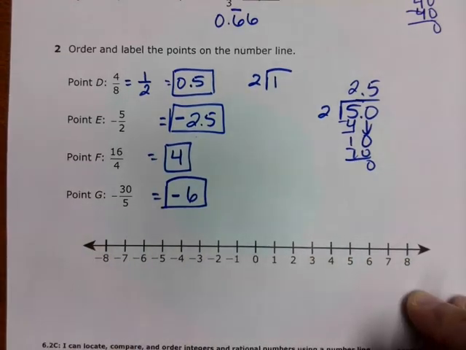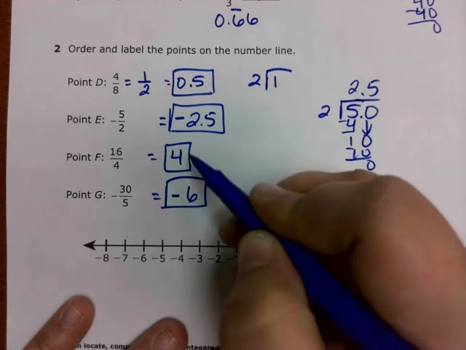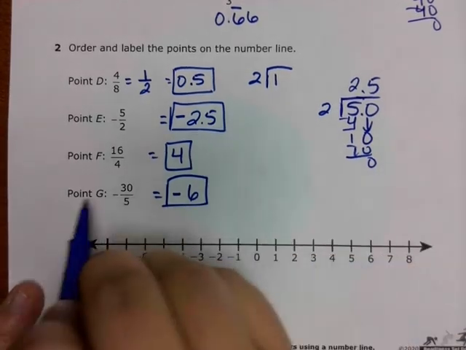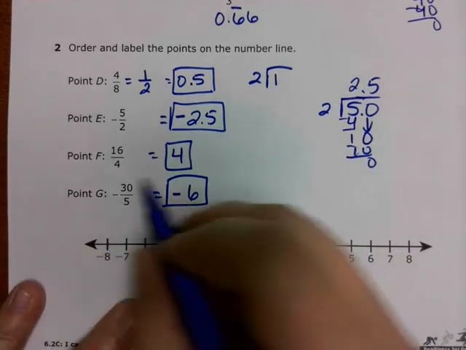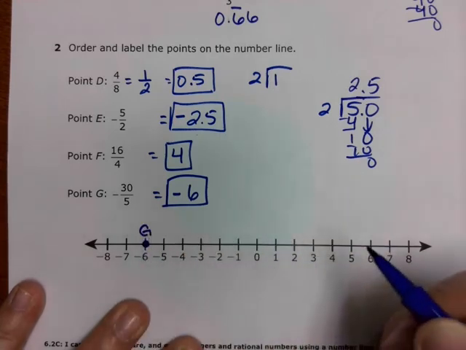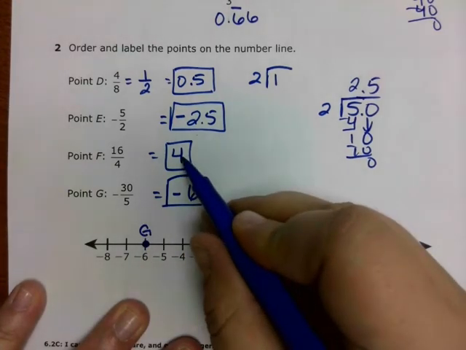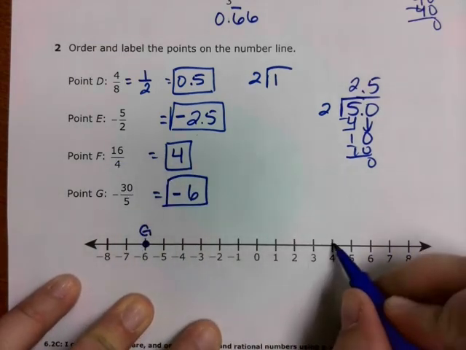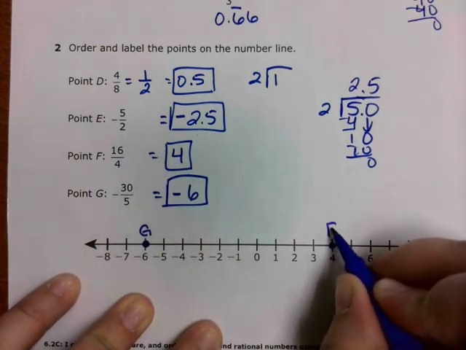So now all we have to do is plot those points. I'm going to start with my easy ones, -6 and +4. Don't forget to label them. So -6 is G. Here's -6. There's G. +4 is F. +4, F.